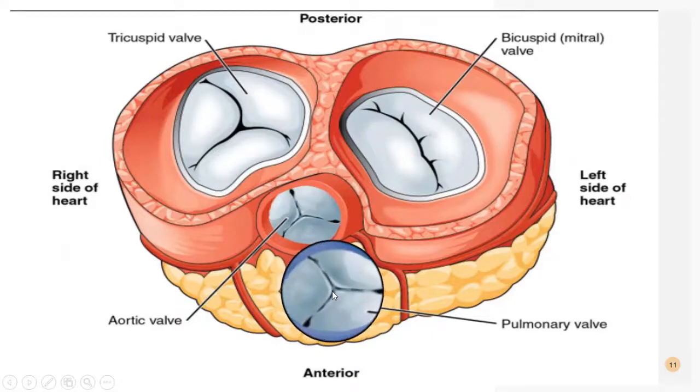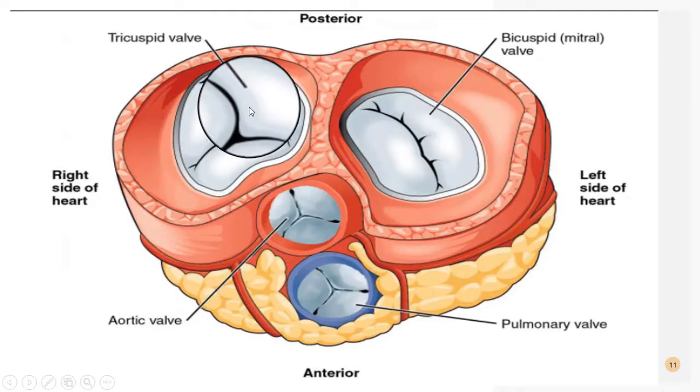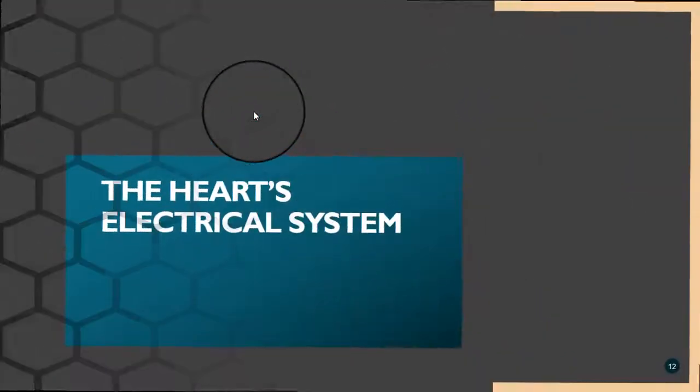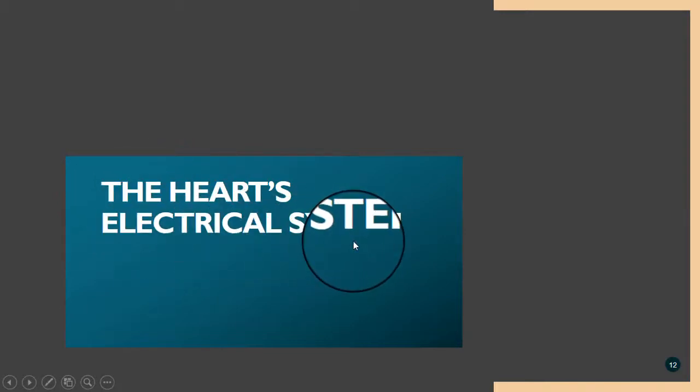Now the fourth valve, the tricuspid valve. It is situated between the right atrium and the right ventricle, as you can see here. So this was all about the 4 valves of the heart, and these valves play a very important role. Now next we will discuss the heart's electrical system in a very brief manner.